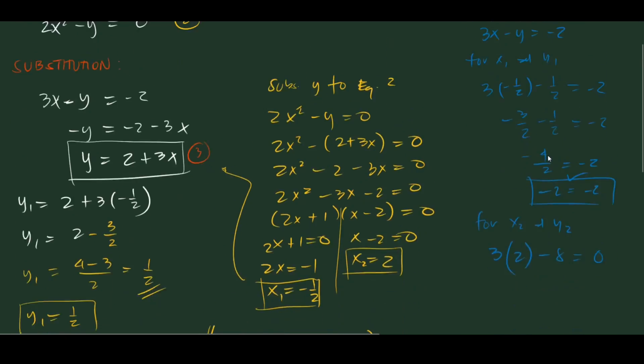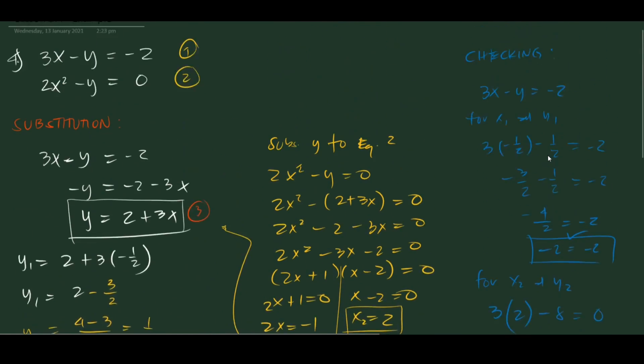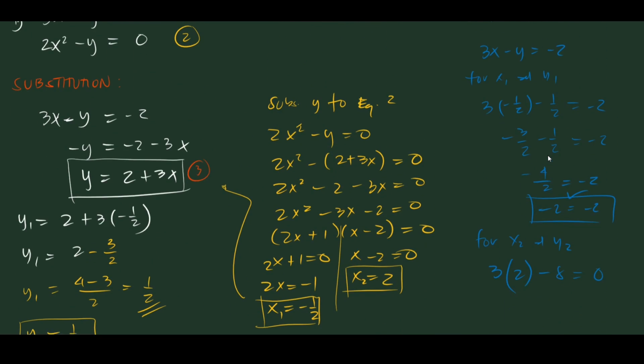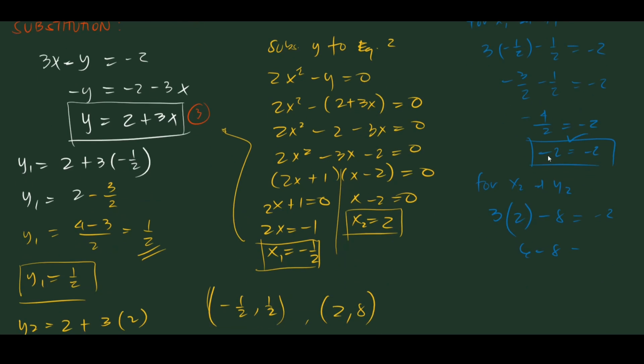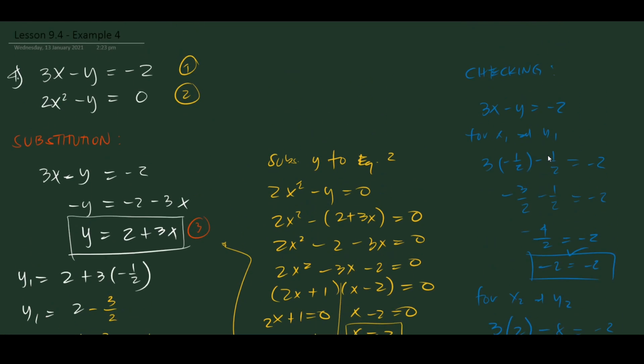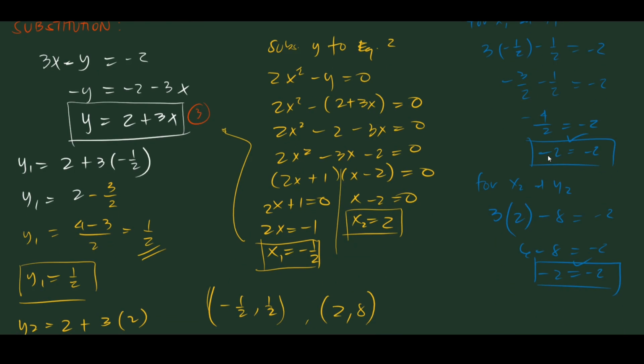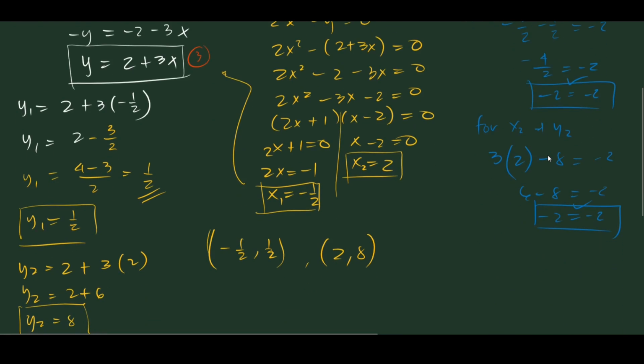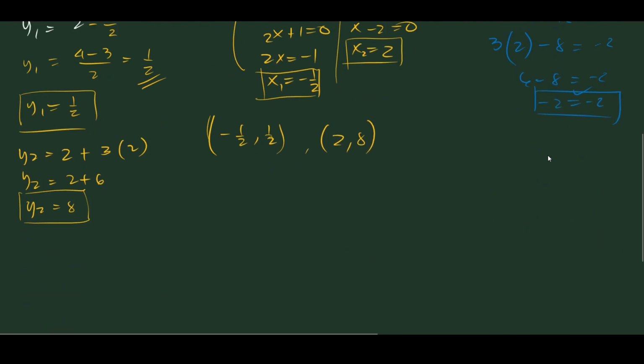Okay, so is this negative 2? Okay, this is wrong. So negative 2 is equal to negative 2. So we have here 6 minus 8 is equal to negative 2. Negative 2 is equal to negative 2. So indeed it is right. Ideally we have to check also for equation 2, but the video will be already very long, so you can check that on your own as an exercise.